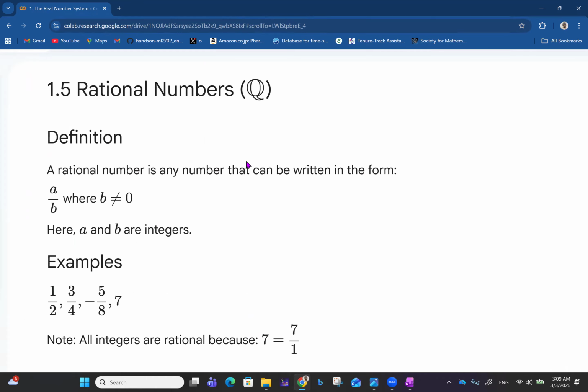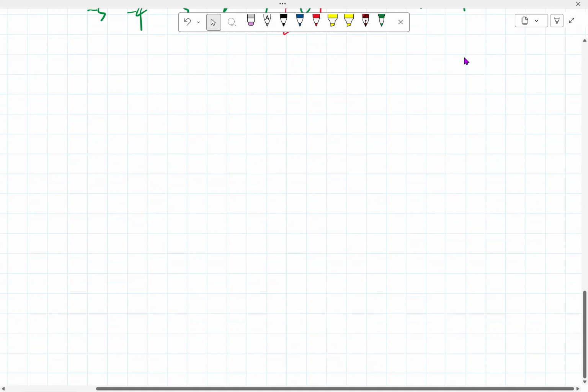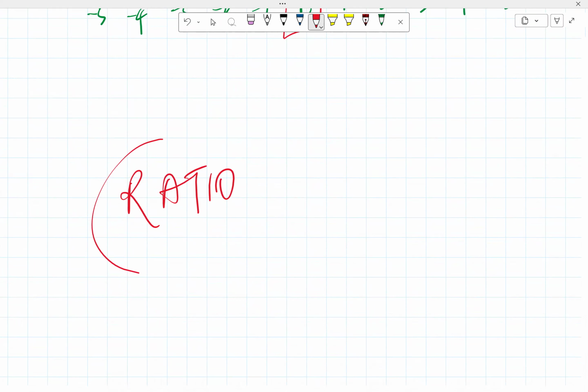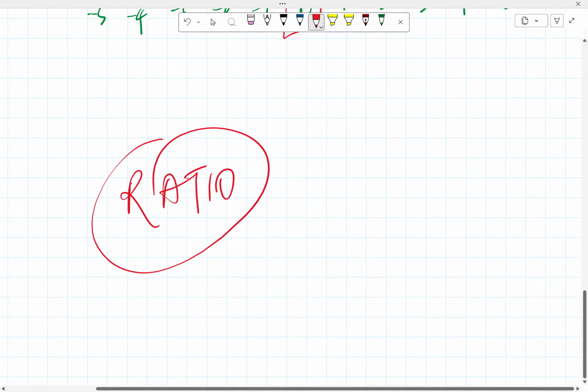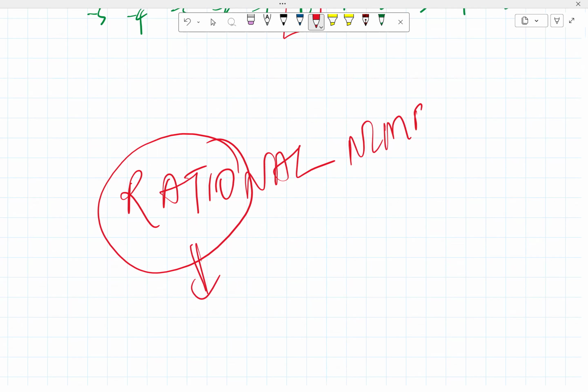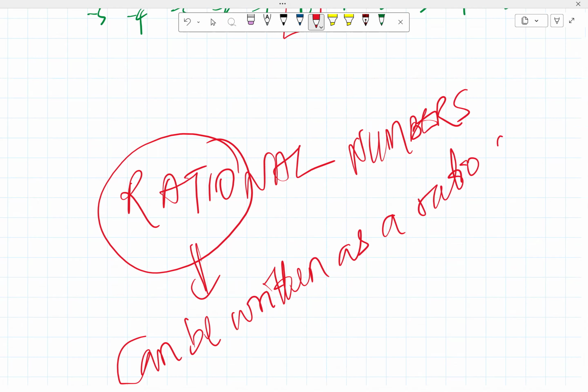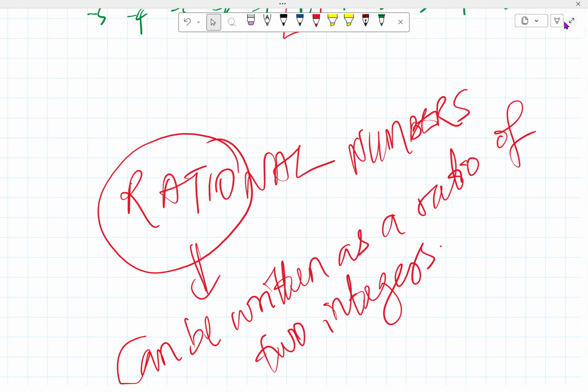Rational numbers. If you like, you can see it as ratio, rational numbers. Rational numbers can simply be written as a ratio of two integers. So if you can write a number as a ratio of two integers, then you see that's a rational number.